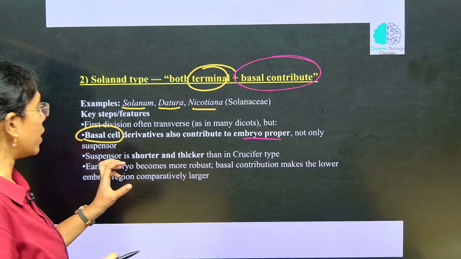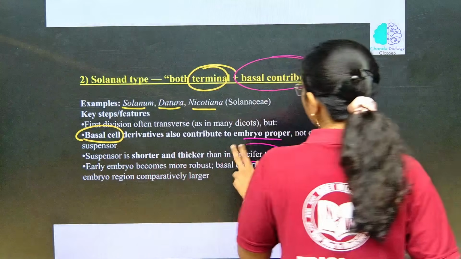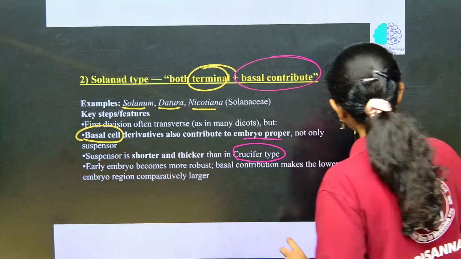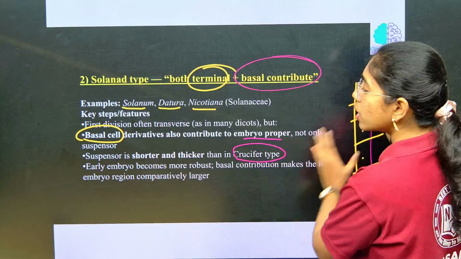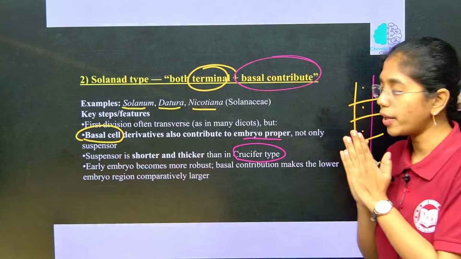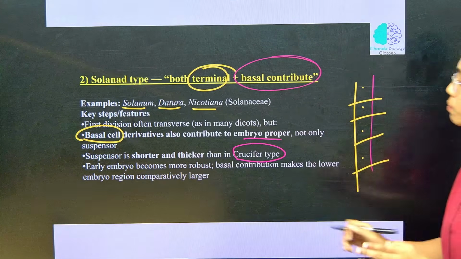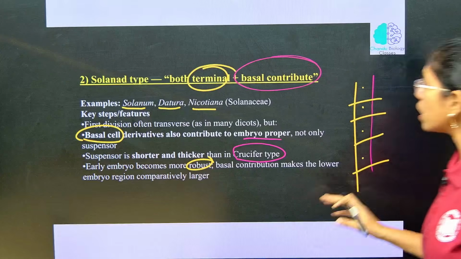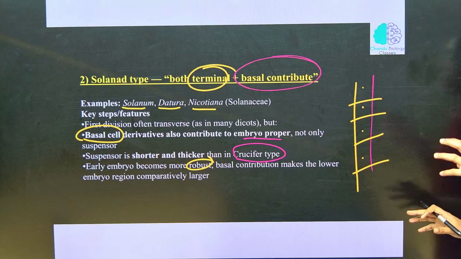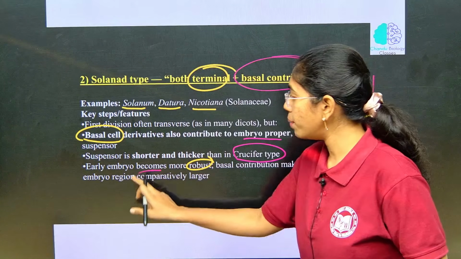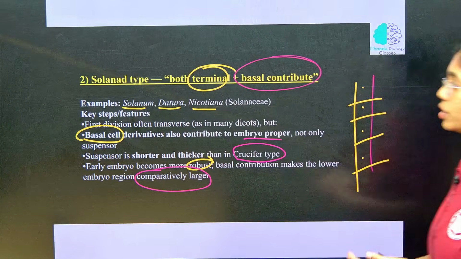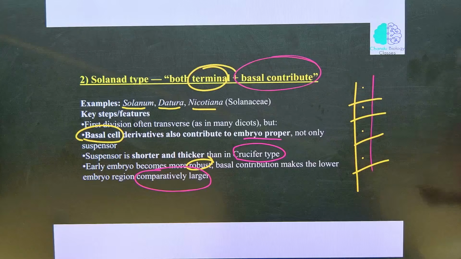Along with terminal cell, basal cell will also contribute in the embryo formation here. Suspensor is shorter and thicker than crucifer type. In crucifer type you can see 8 to 10 cell long suspensor, but here it is short and thick in solanad type. Early embryo becomes more robust. Basal contribution makes the lower embryo region comparatively larger. So, this is about solanad type.